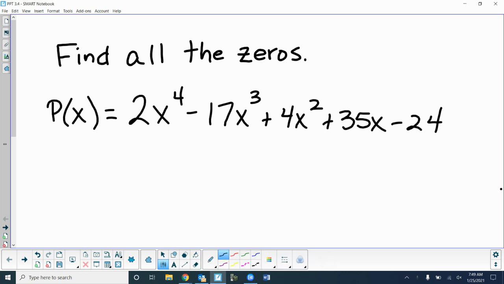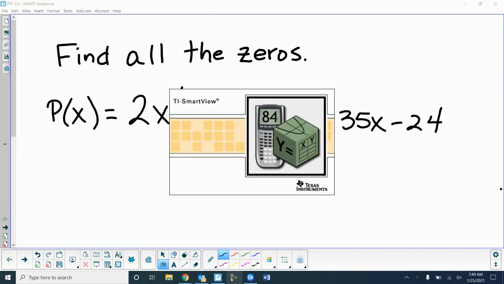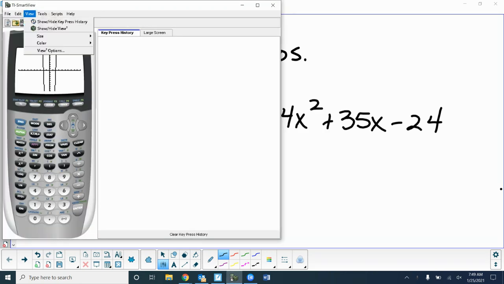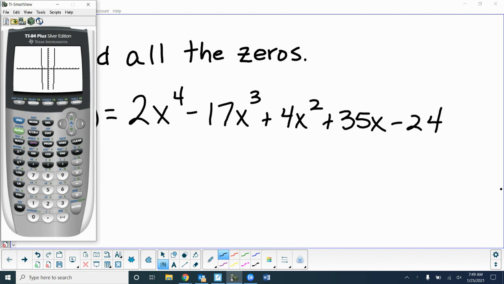All right, so we need to use our calculator to do something like this. It's tough to try to factor something like this. So we're going to put it in our calculator, go to our y equals, and plug it in there.